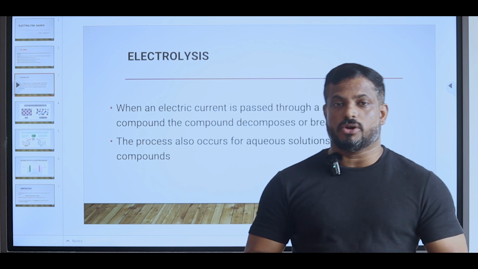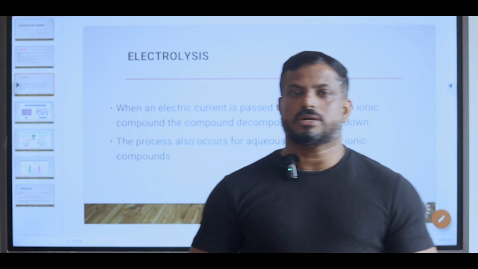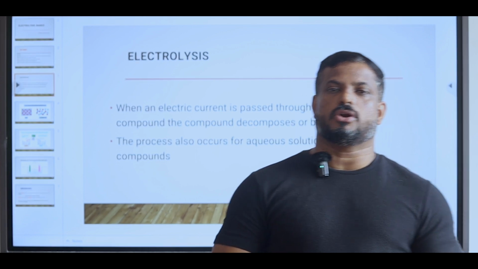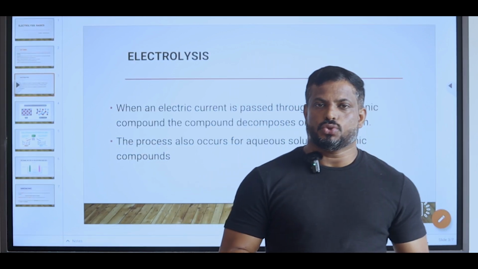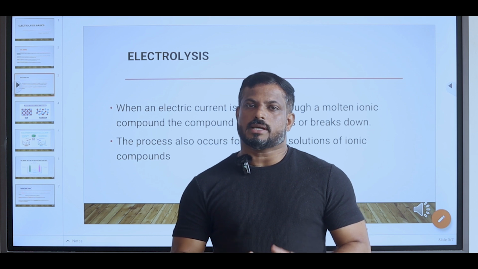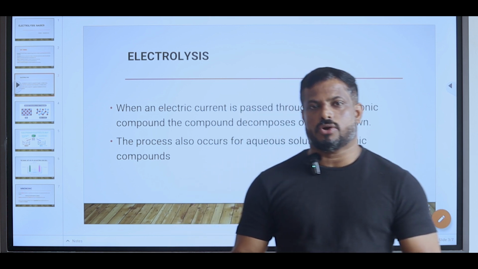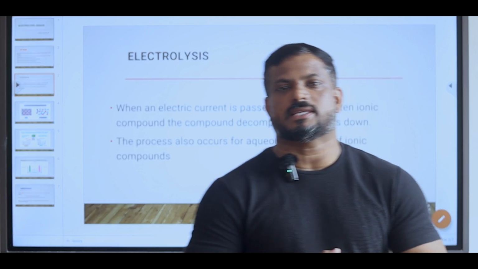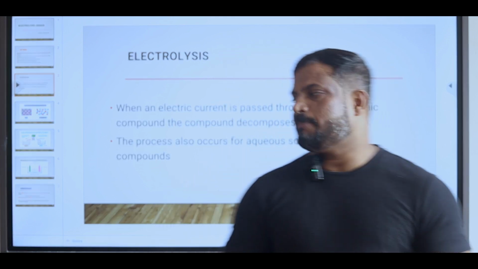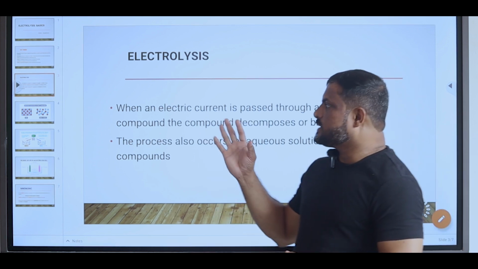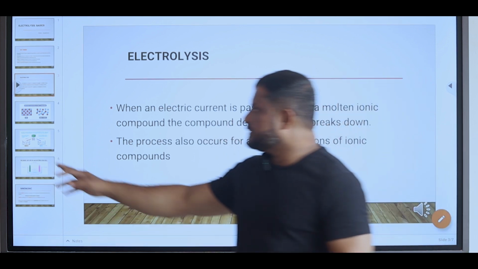For example, sodium chloride is an ionic compound. If you pass electricity through molten sodium chloride, it splits into sodium ion and chloride ion, because sodium chloride is composed of sodium and chloride ions, Na+ and Cl-. These Na+ and Cl- are separated by passing the electric current, and that process is called electrolysis.